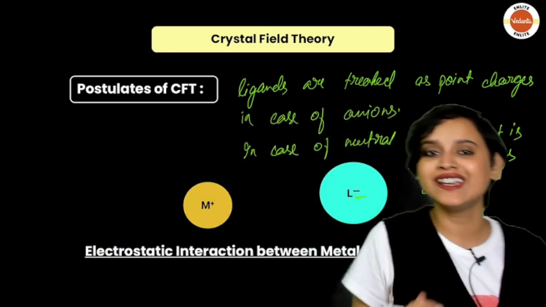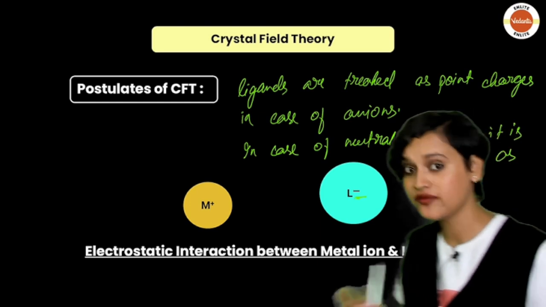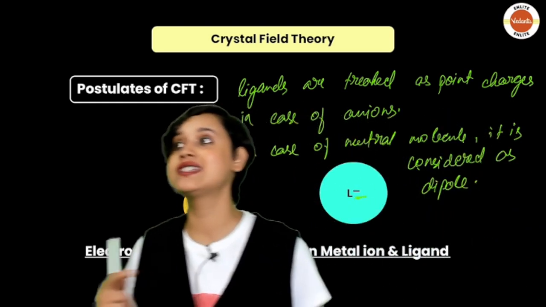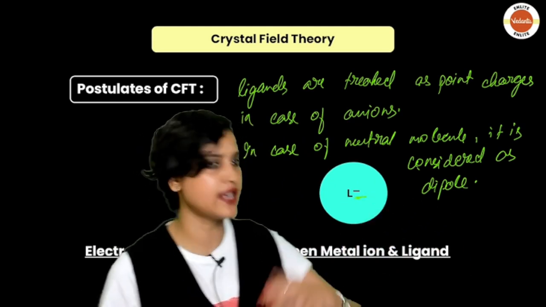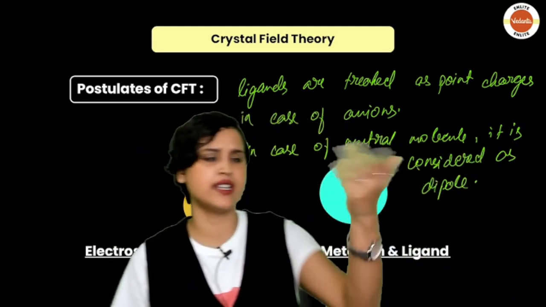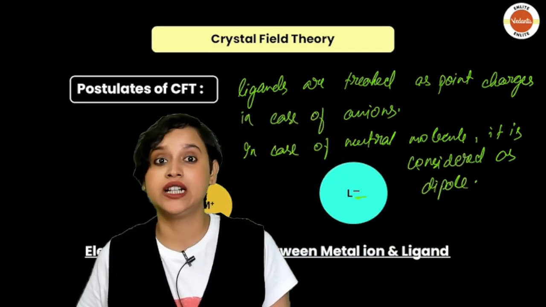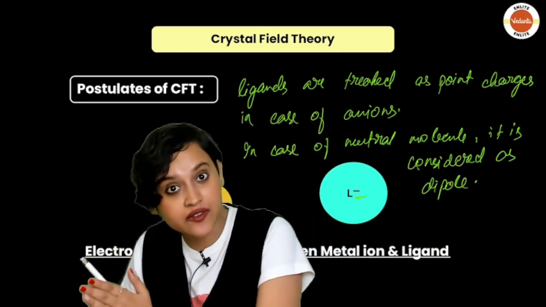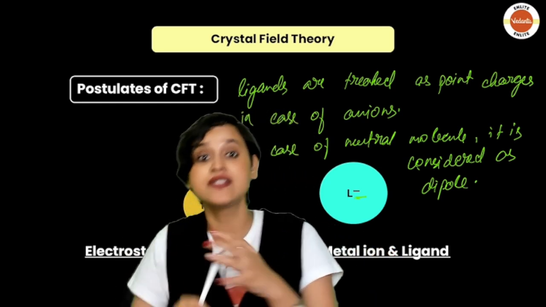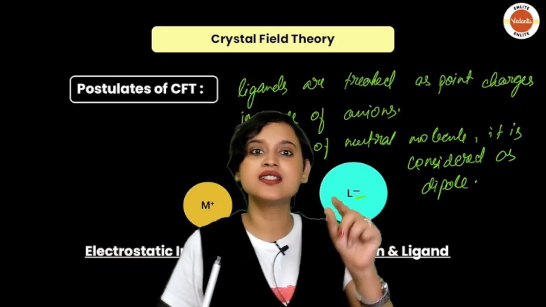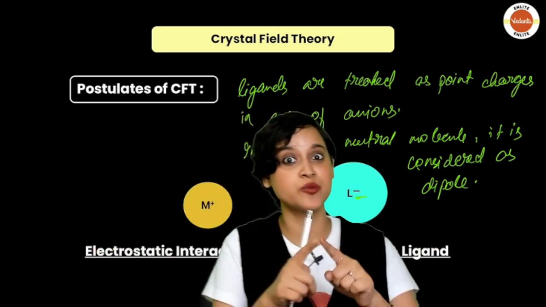So what did I say in crystal field theory? We did not do that in valence bond theory. In valence bond theory, the metal empties its orbitals, then it hybridizes, and then it gives them to the ligand: come, you can fill up the rooms. In crystal field theory, the ligand which is negatively charged, that is an anion, like Cl minus, Br minus, I minus, F minus, is considered a point charge. But if the ligand is neutral, then we consider it to be a dipole.